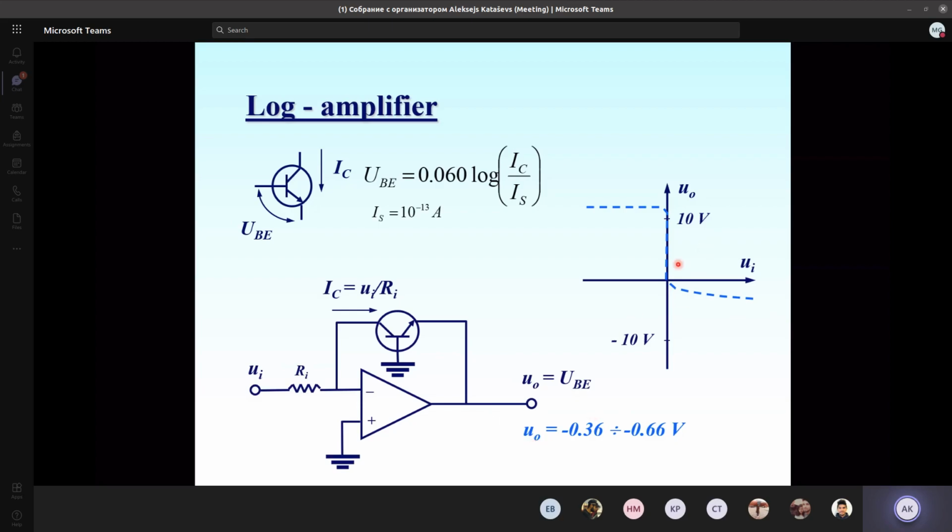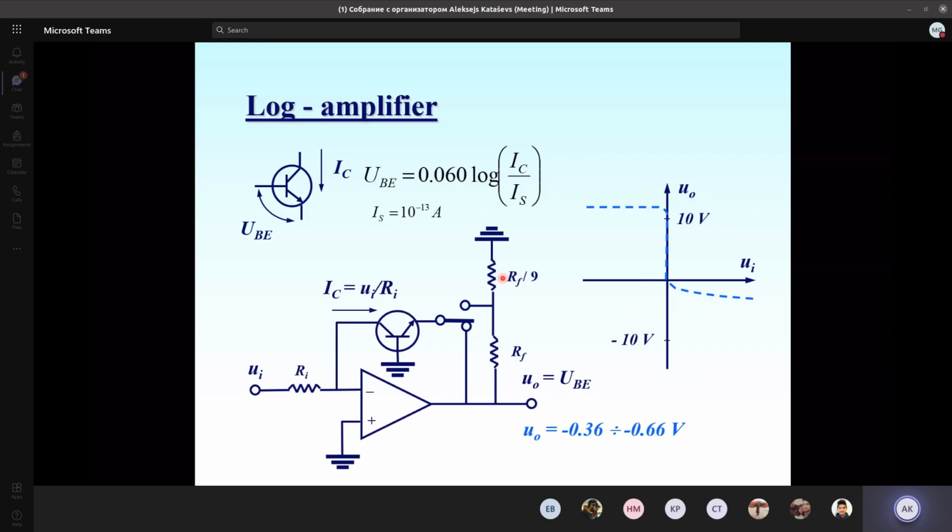So for positive input voltages, the output voltage will be, not very accurately but generally, proportional to the logarithm of the input current. We may add some outer circuitry. For example, here we add a circuitry with a feedback resistor and 1/9 of the feedback resistor.